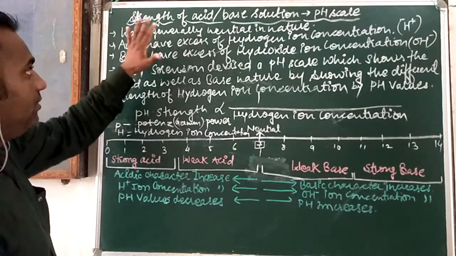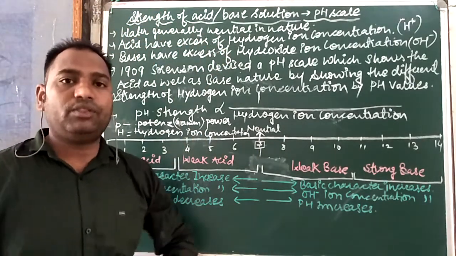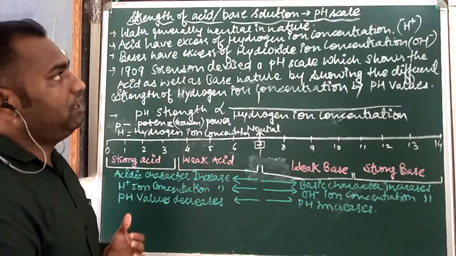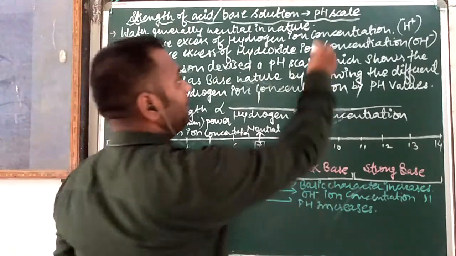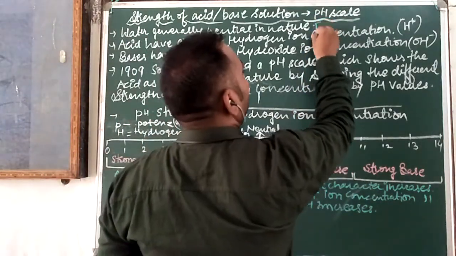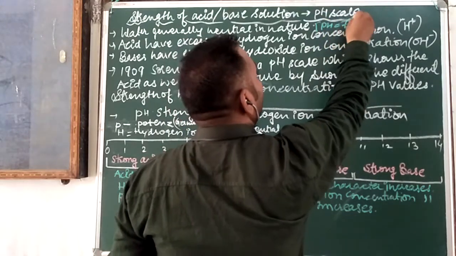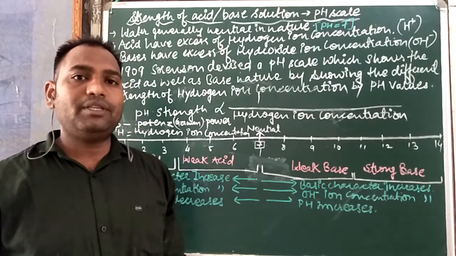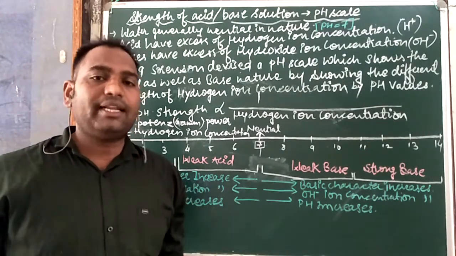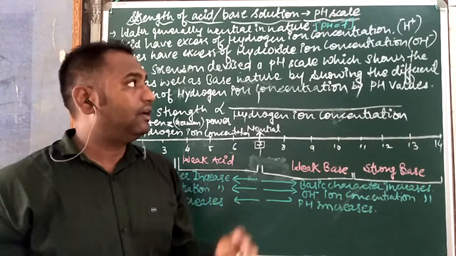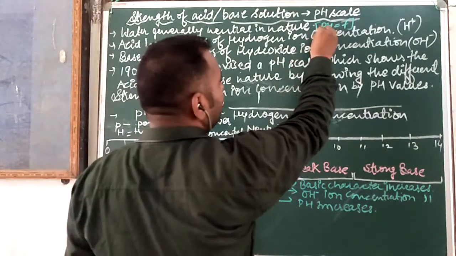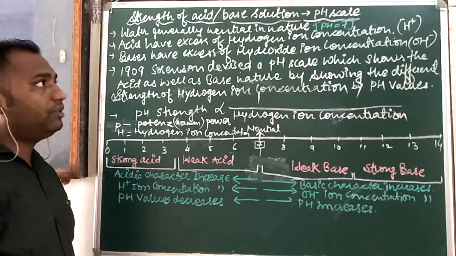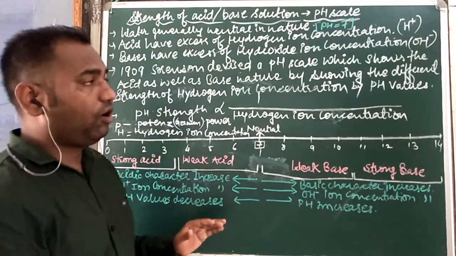We are revising here. Strength of acid and base solution means the pH scale. Water is generally neutral in nature. It means the pH of water is 7, because pH 7 shows the neutral nature of any solution. It means it does not perfectly contain any acids or any bases. This pH of 7 is shown by our water, that means distilled water. Distilled water has a pH of 7.